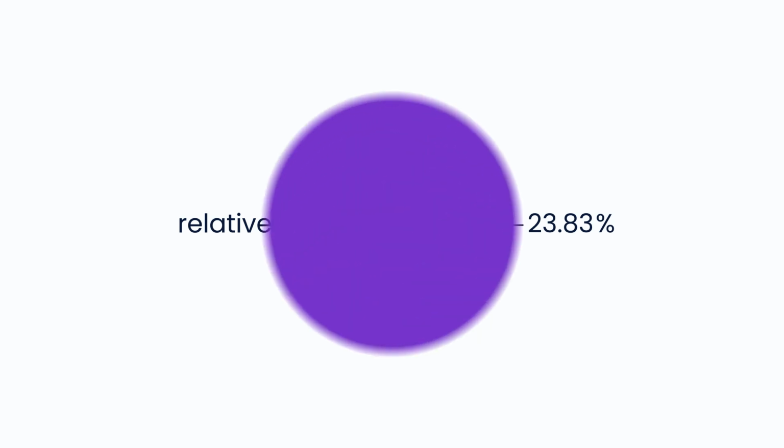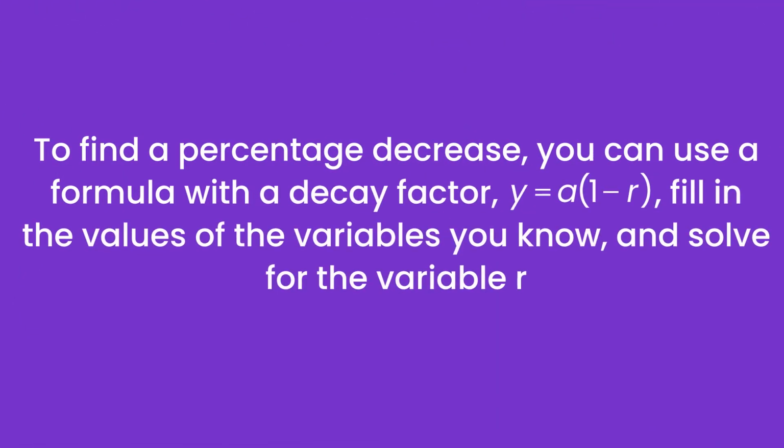To find a percentage decrease, you can use a formula with a decay factor, y equals a times the quantity 1 minus r. Fill in the values of the variables you know, and solve for the variable r.